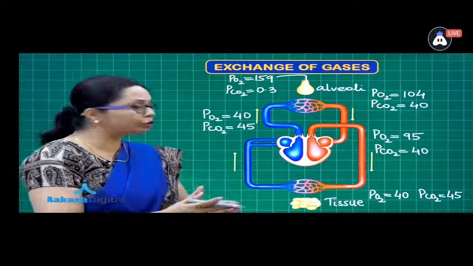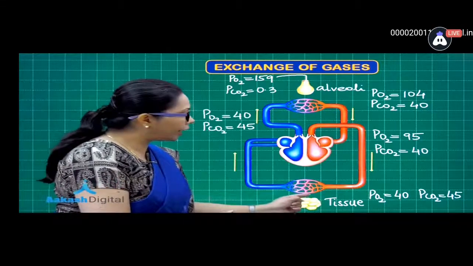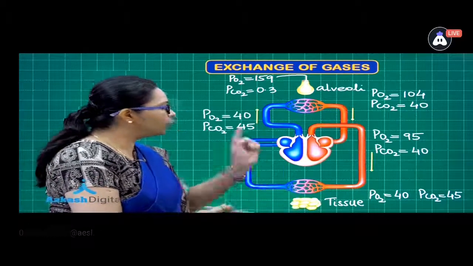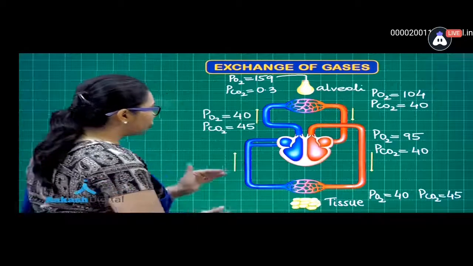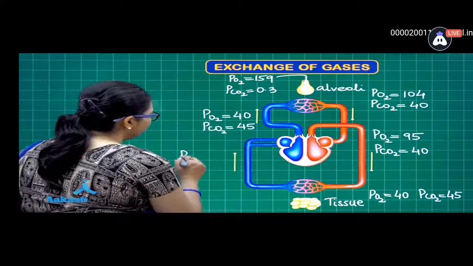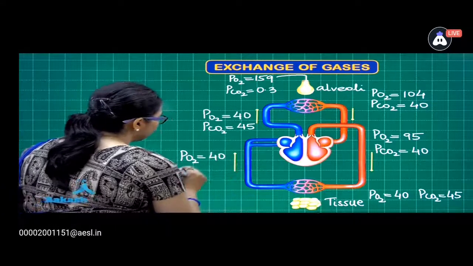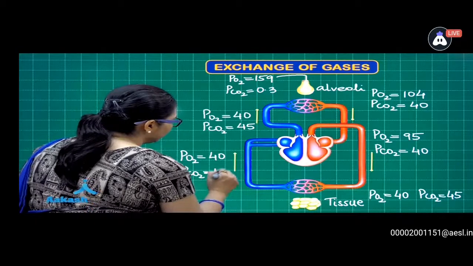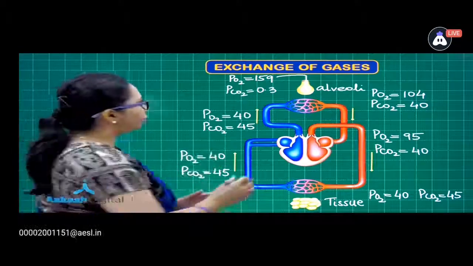So oxygen will diffuse from the systemic capillaries into the tissue, while carbon dioxide has a higher partial pressure in the tissue. So from the tissue it is going to diffuse into the systemic capillaries, and after this diffusion, the deoxygenated blood returning to the heart will have PO2 as 40 and PCO2 as 45. And these values have to be remembered.